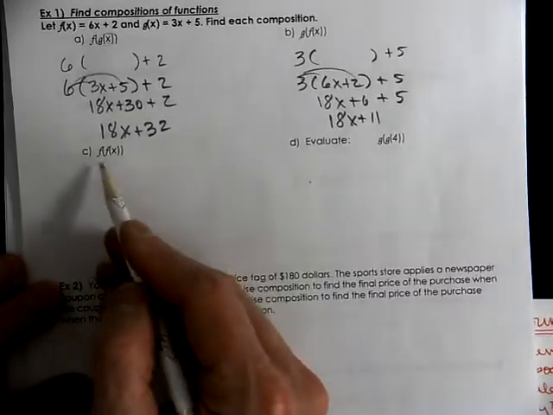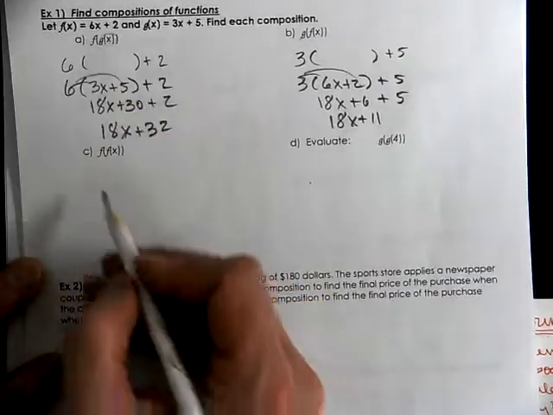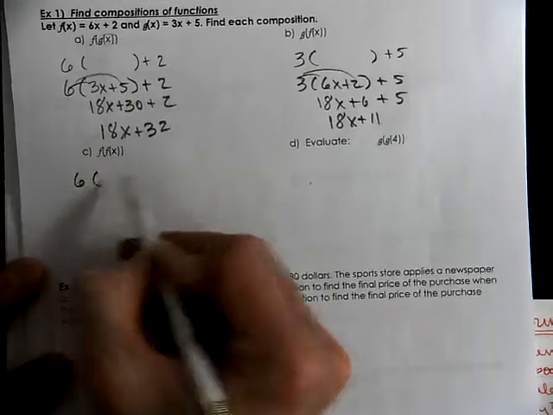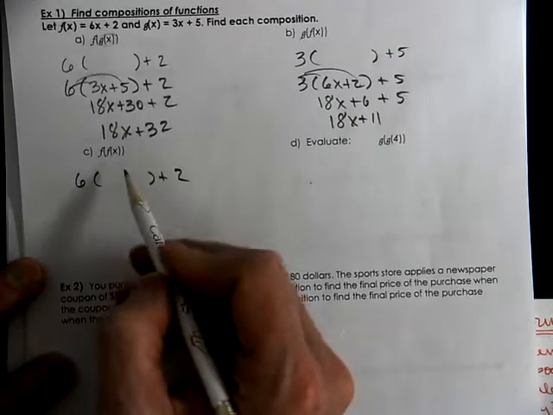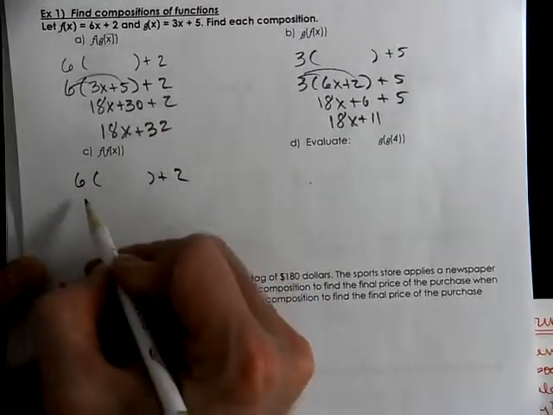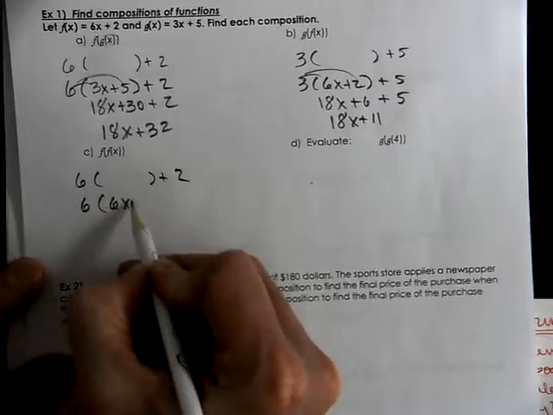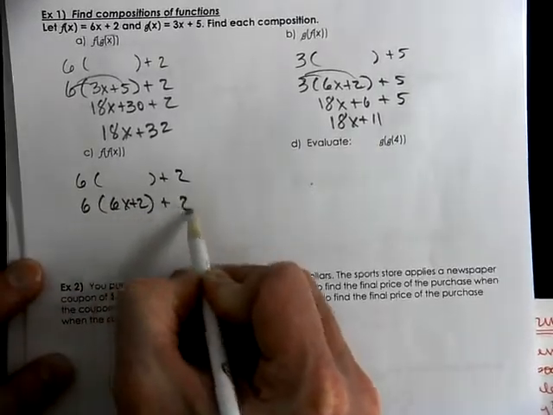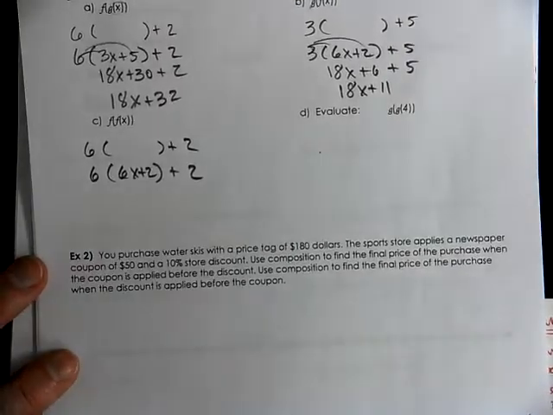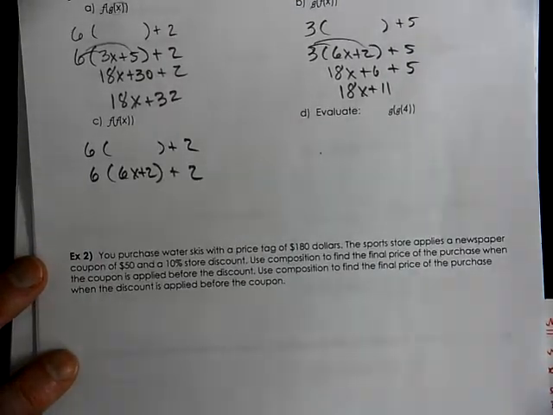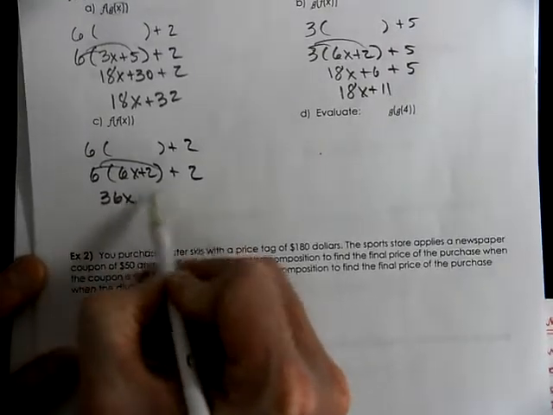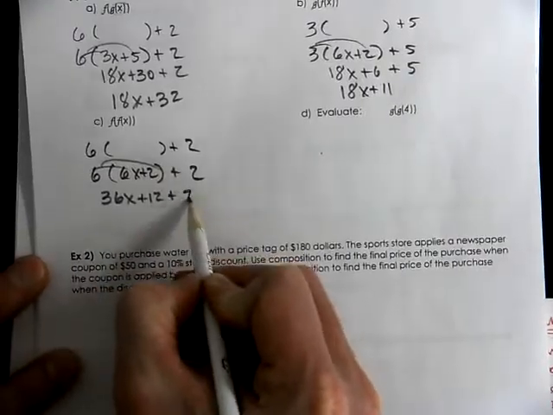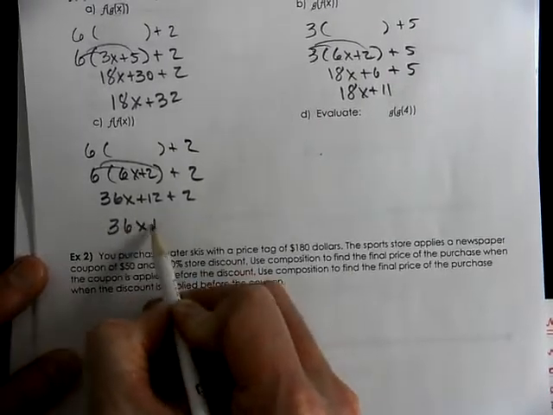Okay, here we have f of f of x. So we're going to take our f function, which is 6 times something plus 2, and we're going to plug our f function into that. So it's 6 times 6x plus 2, then plus 2. Notice what goes inside the parentheses. Then we distribute. That's 36x plus 12 plus the 2, and then you can collect your like terms.